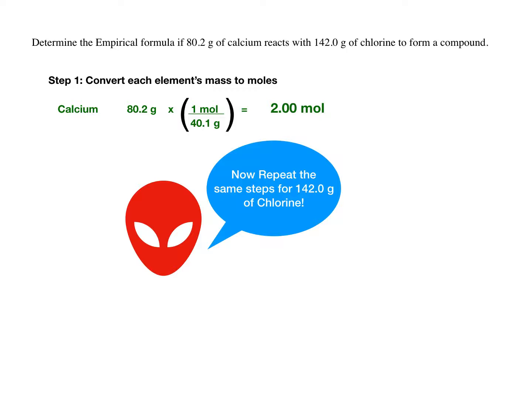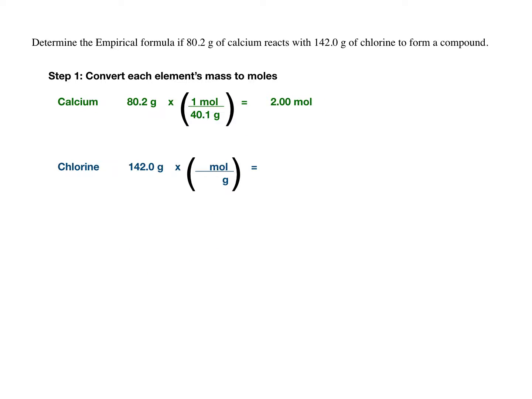Trying to be very careful to maintain sig figs. Our measured quantity had 3, so when we converted the mass to moles, we recorded the moles with 3. We're going to repeat the steps we did for calcium and convert the 142.0 grams of chlorine now into moles. So we have a very similar setup: 142.0 grams times moles divided by grams.